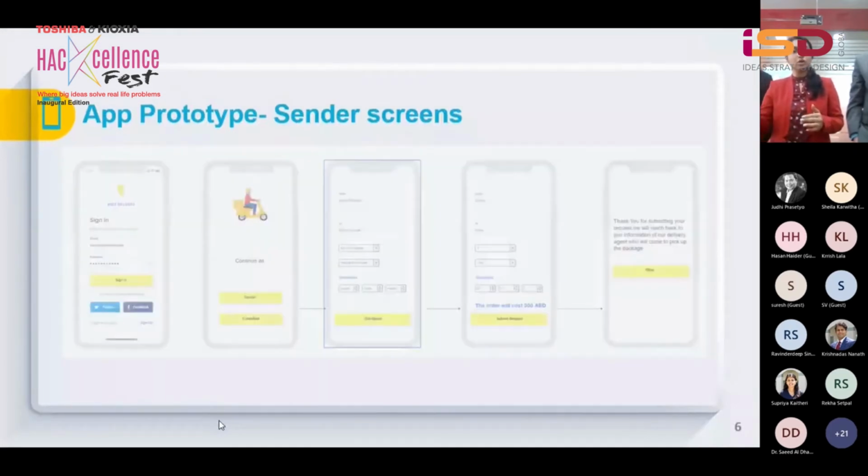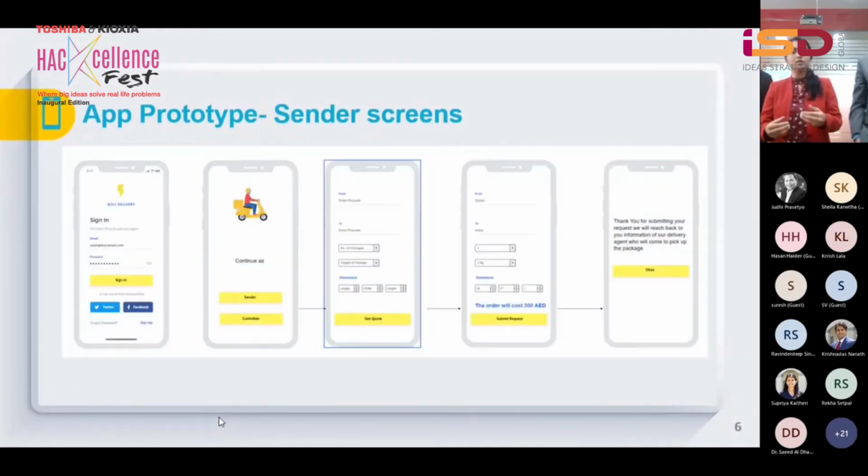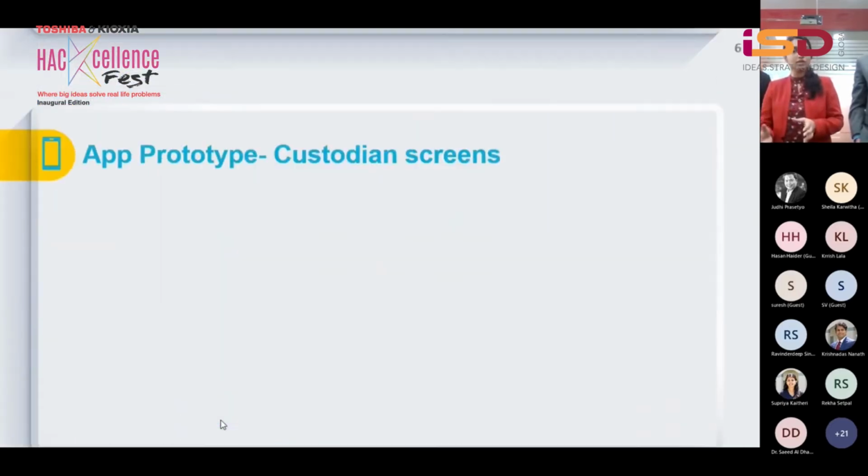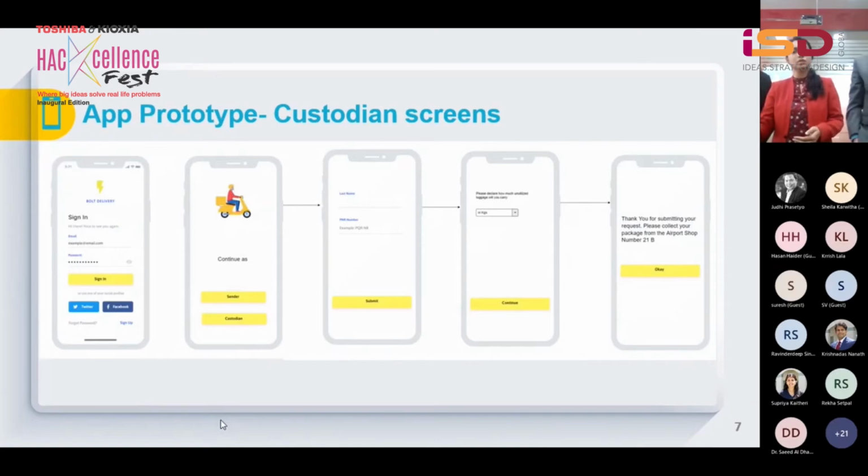When we come to the layout of the app, after signing in, the app allows the user to choose whether they are a sender or a custodian. If the user selects sender, the app prompts for information such as the destination, weight of the package, etc. Post this, the user can see a quotation of the price and the expected delivery date. If the user selects custodian, then the app prompts him to enter information such as the airline PNR, the weight willing to carry, etc.